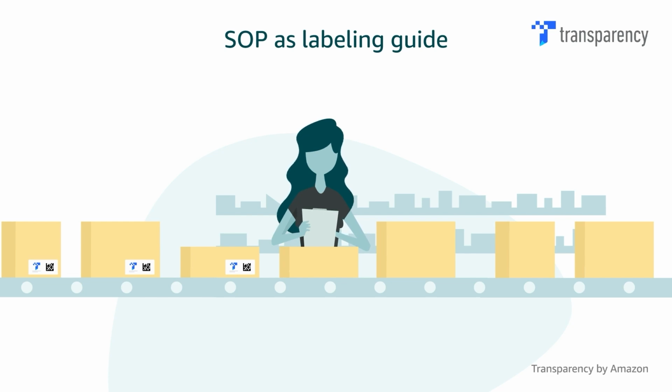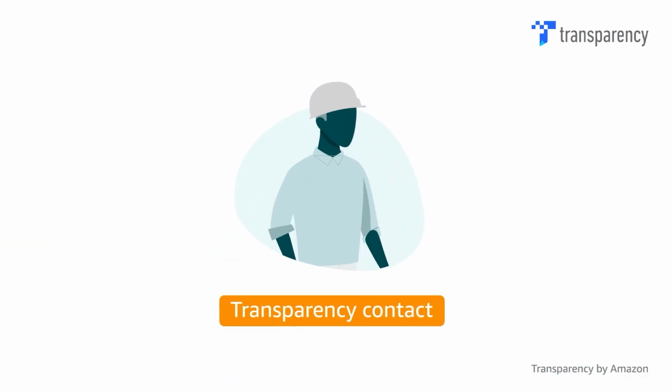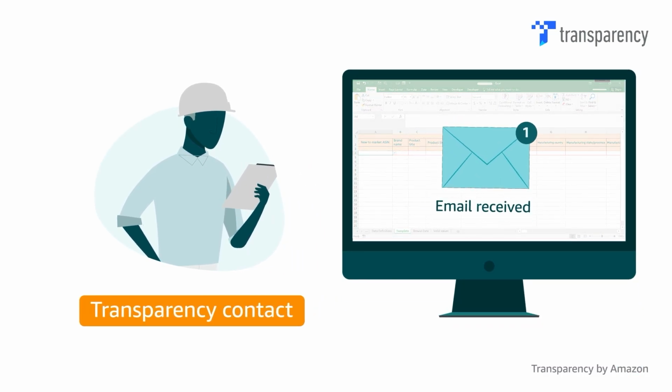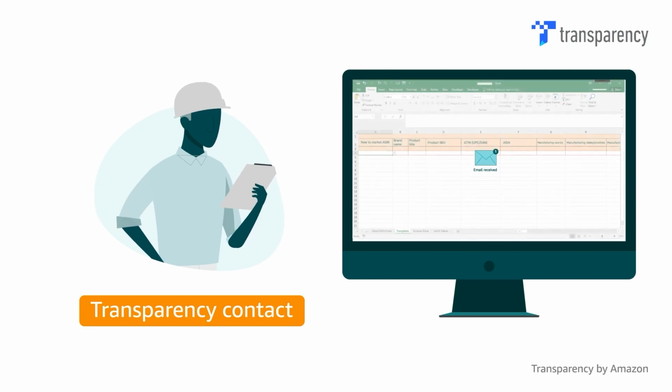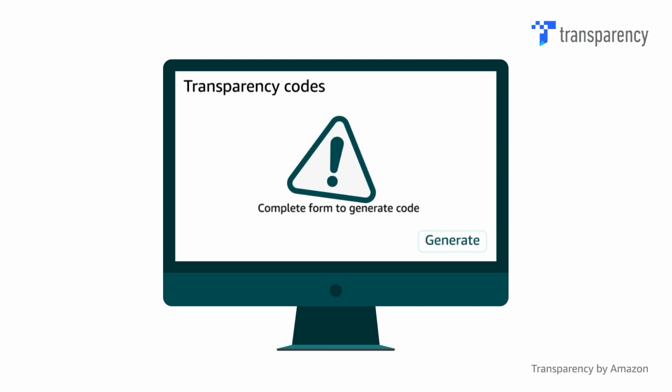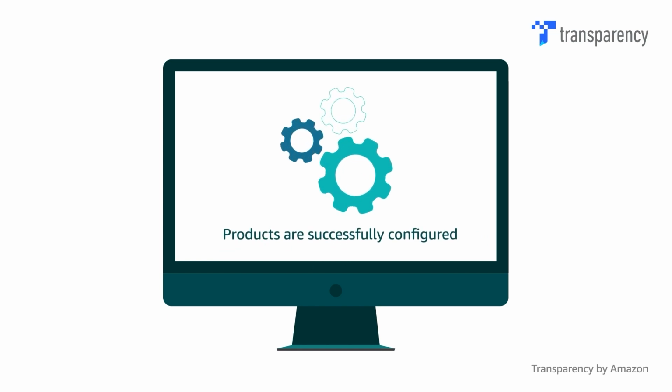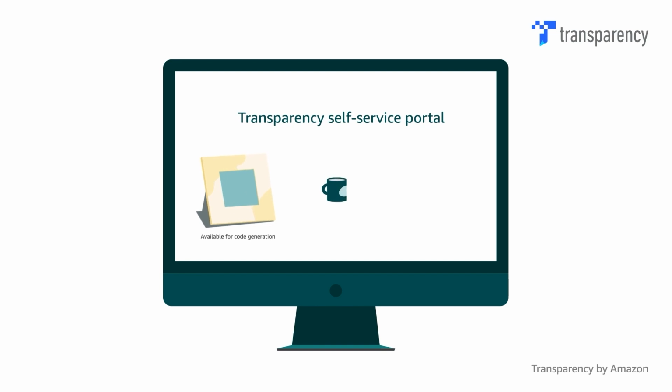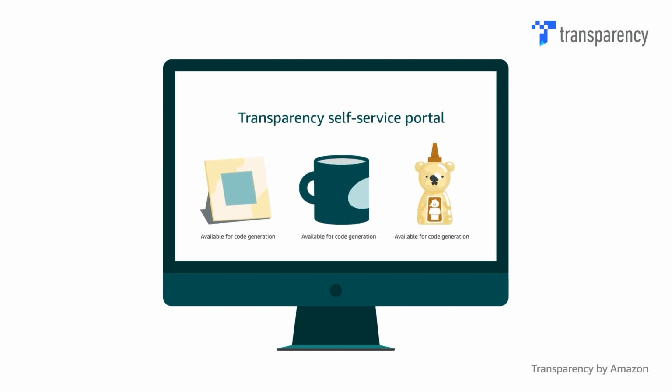Let's expand on the first step, enrolling your products in Transparency. Your Transparency contact will provide you with a product configuration template or PCT, which is used to capture specific product details required for enrollment. You will not be able to generate transparency codes until this form is completed and your products are successfully configured. Once your products are set up, you will see them displayed in the Transparency Self-Service portal as available for code generation. To learn more about the Transparency Self-Service portal, please refer to the Printing Transparency Codes video.